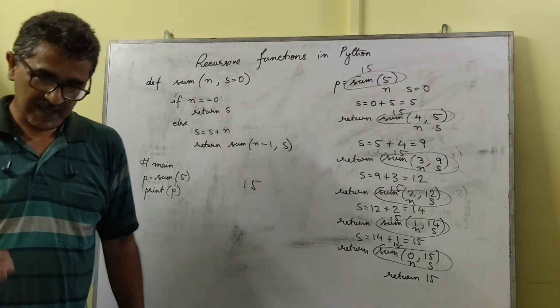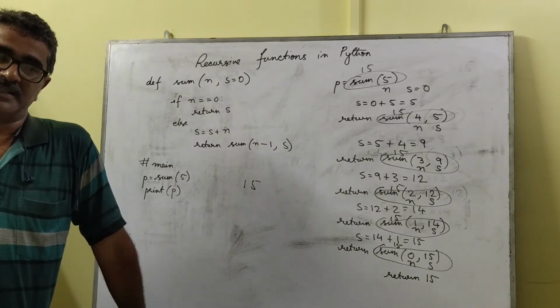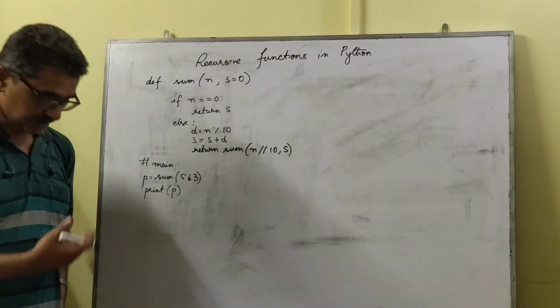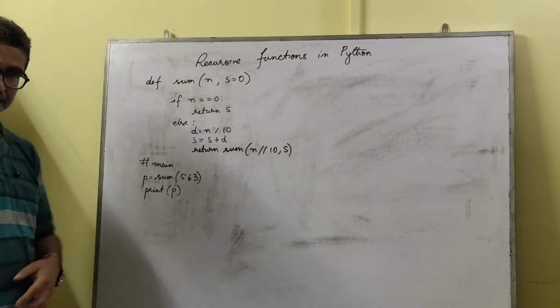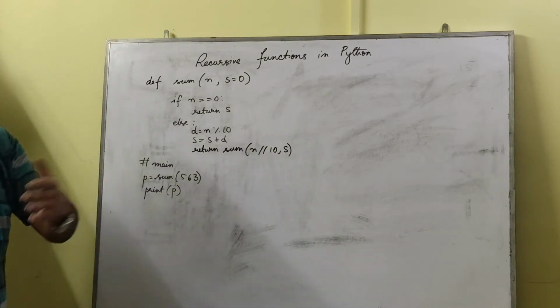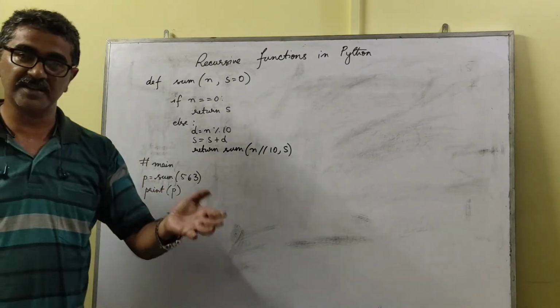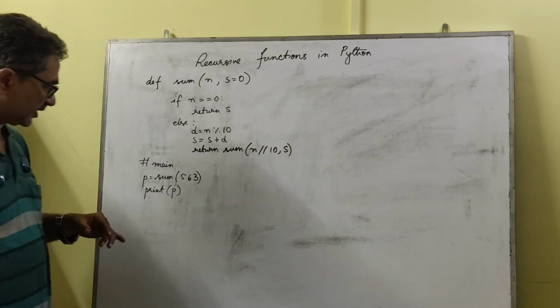Now what I'm going to do is show you a recursive function where I'm going to find the sum of the digits of a number. So this particular program is going to find the sum of the digits in an integer, and I'm going to use the approach which I had used in the second program where I found the sum of first n natural numbers. Now let's begin what I've written over here.